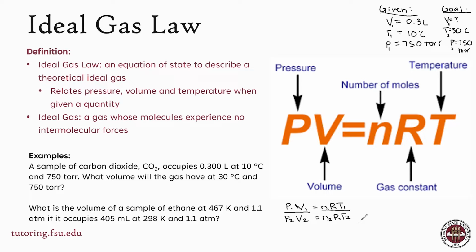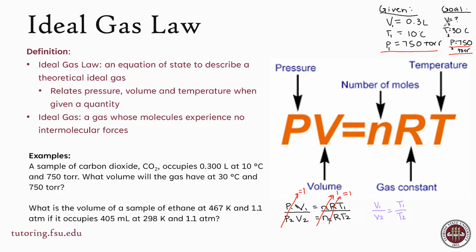So now we know from what we're given in our goal, our P1 and our P2 are the same, right? So P1 divided by P2, 750 divided by 750, is equal to 1. And it's the same identity and same number of moles, so these also equal 1. And the gas constant is a constant, so it'll be the same. So this is equal to 1. So what we're left with is called Charles's law, and it's V1 over V2 equals T1 over T2.